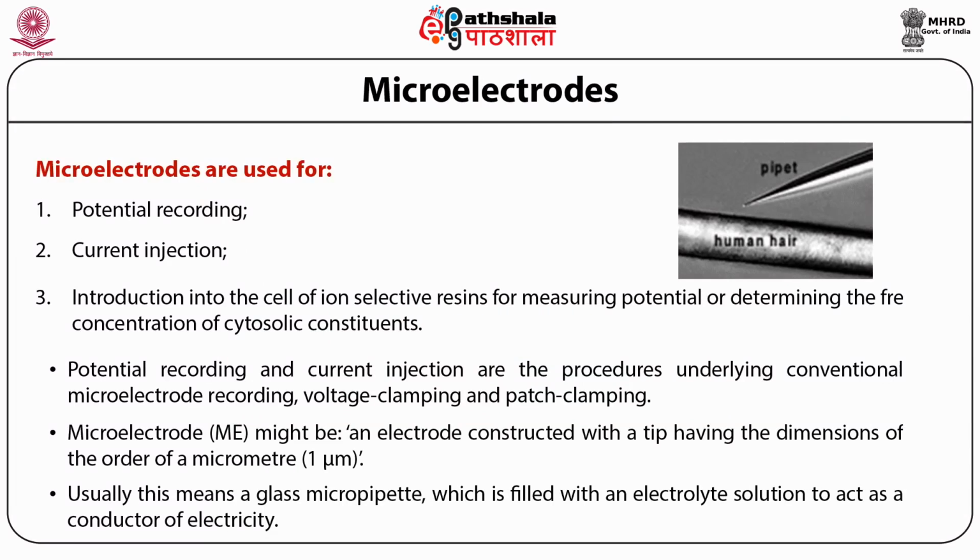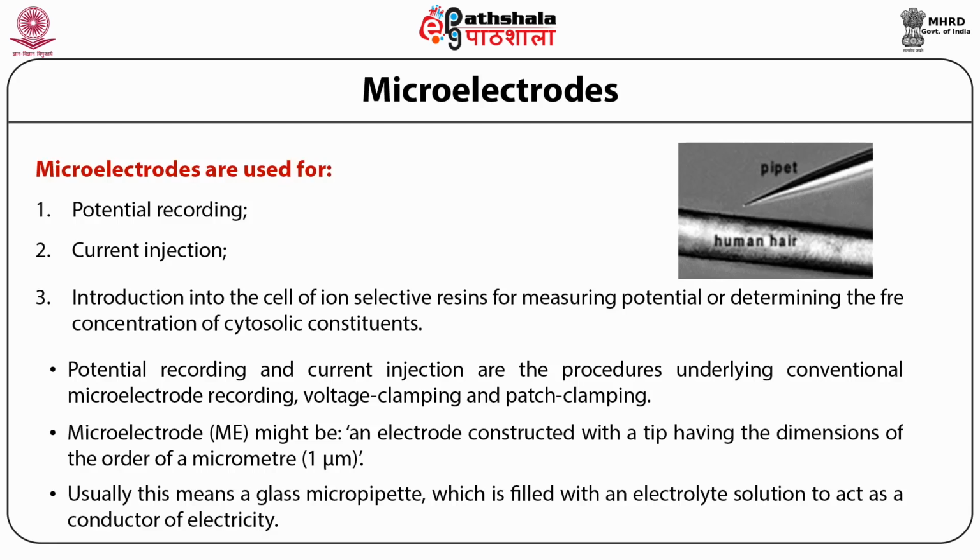Microelectrodes. Microelectrodes are used for different types of recordings, namely: first, potential recording; second, current injection; third, introduction into the cell of ion selective resins for measuring potential or determining the free concentration of cytosolic constituents. Potential recording and current injections are the procedures underlying conventional microelectrode recording like voltage clamp and patch clamping.